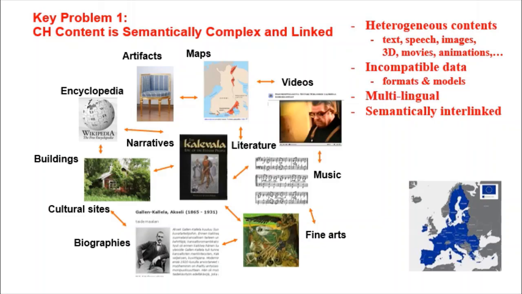The first key problem is that cultural heritage contents are richly interlinked, not only on a national scale, but across the borders of European countries and beyond. We all share common history and cultural background. For example, a book or epic may be the source of inspiration for a symphony, a painting, and is related to biographies of people, cultural sites, objects in museums, and so on.